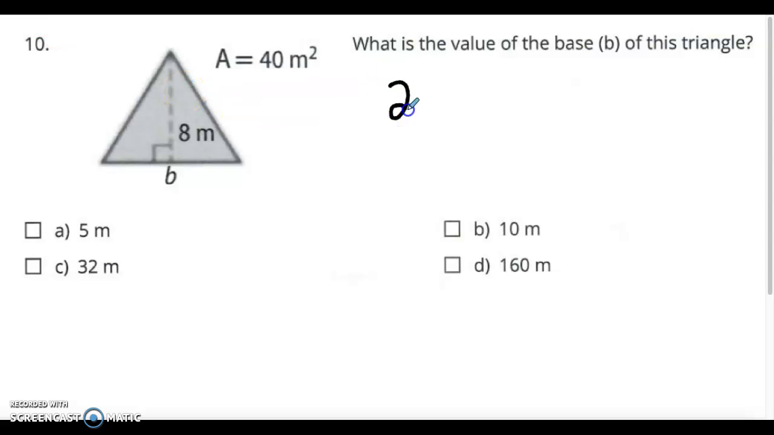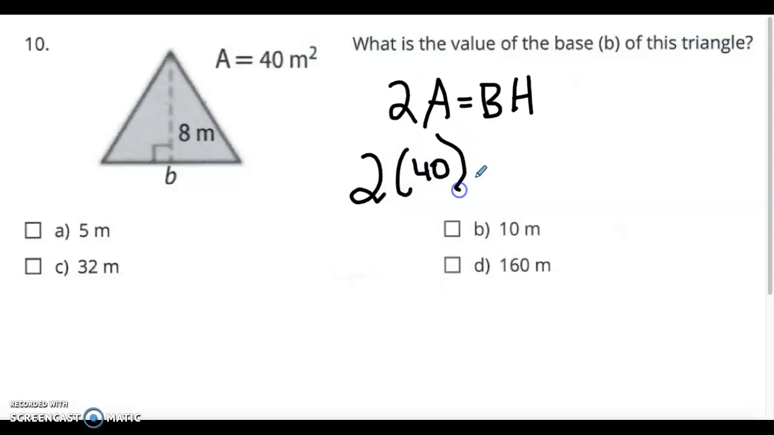Okay, for this one, you want to follow this formula. Anytime you want to find the base or a height of a triangle, you want to follow this formula. So it's 2 times the area, 2 times 40, equals the base we don't know, but the height is 8. So 8 times the base. So 80 equals 8 times what? So you want to do 80, because 40 times 2 is 80, divided by 8.